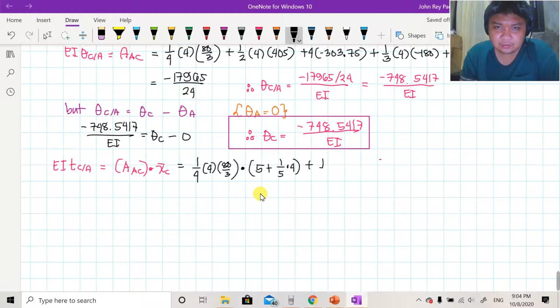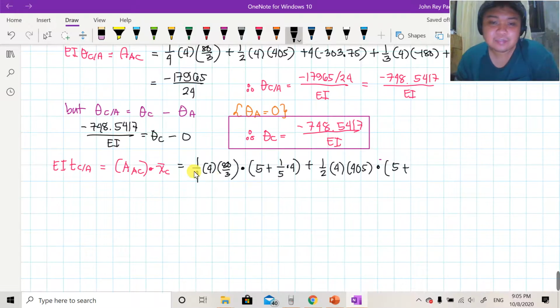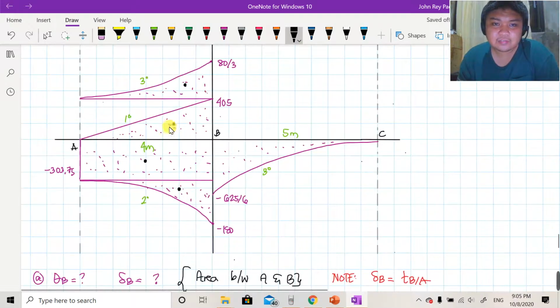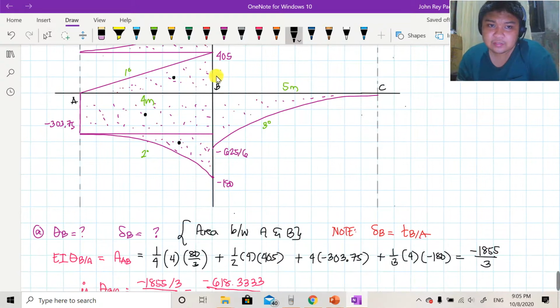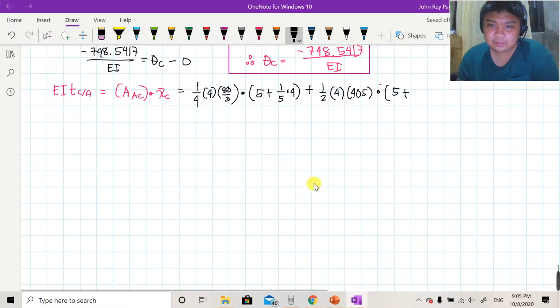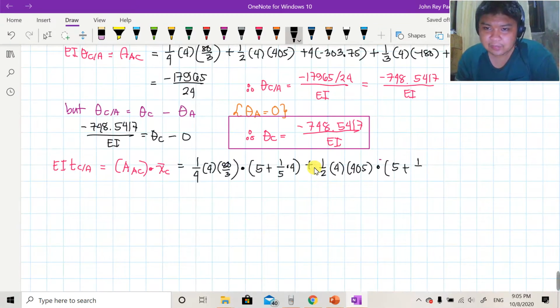So next natin ay i-consider is yung ating triangle, 1/2 ng 4 times 405 and its center of gravity is again 5 plus. I am referring to this one. Ito. So 1/2 ng 4, 405. 5 plus itong centroid niya is 1/3 ng 4. So 1/3 ng 4 plus 5 meters. Okay? So 5 plus 1/3 ng 4.